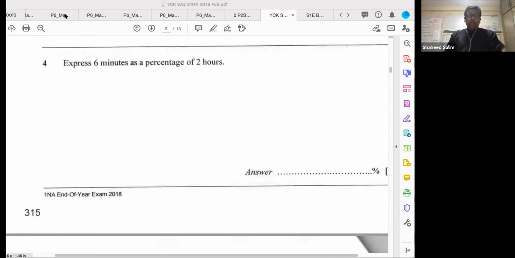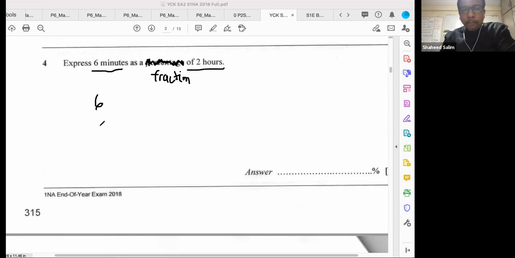Now, you must know how to do this. The first most basic step is make it a fraction first. What do I mean, make it a fraction? Imagine they didn't use the word percentage. Imagine they use the word fraction here. How do we do this? As I tell you, you must be able to read this maths language. Express 6 means 6 will be on top. Off must be below. But don't put 6 out of 2, please. This is in minutes, this is in hours.